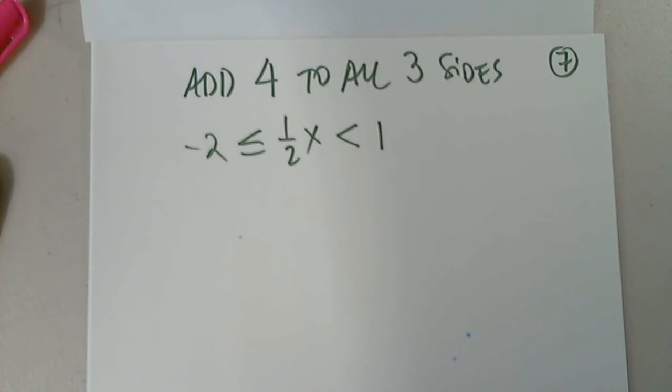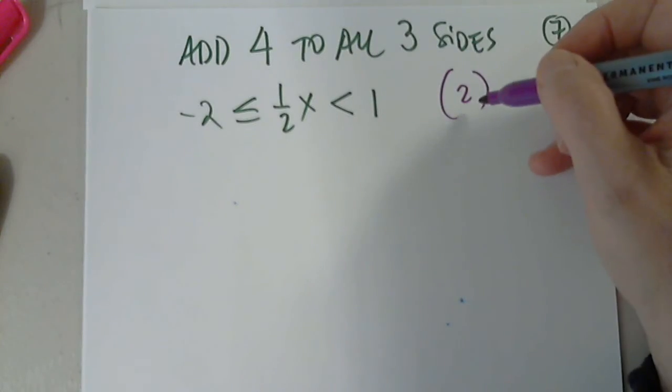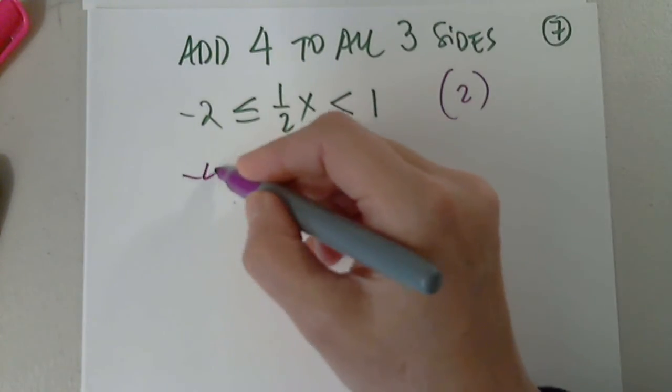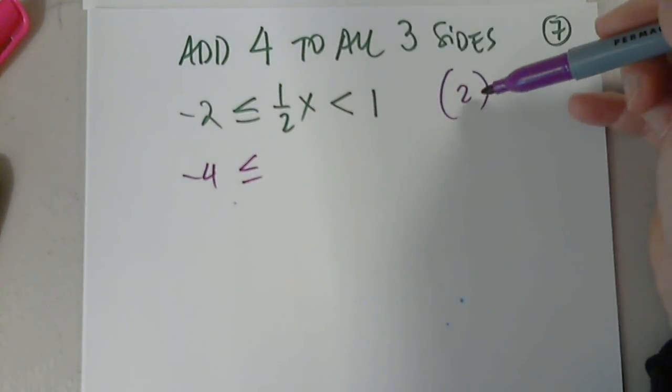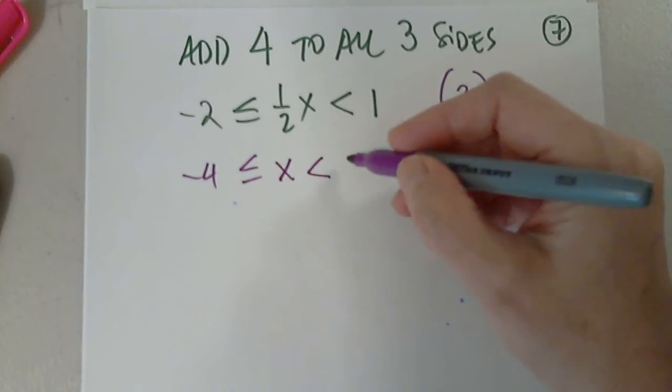I'm solving for x. So I need one more step. Multiply by 2. Excellent. We'll multiply everything by 2. Multiply all three sides by 2. Negative 2 times 2 is negative 4. 1/2 times 2 will be how much? X. Very good. And less than 1 times 2, which is 2.